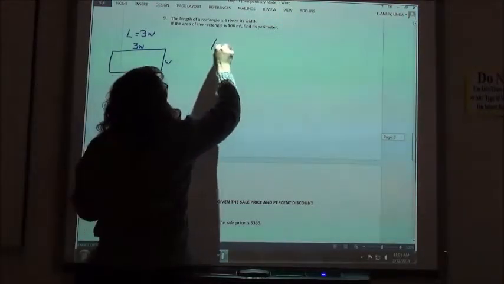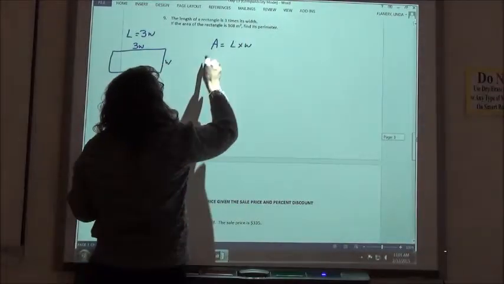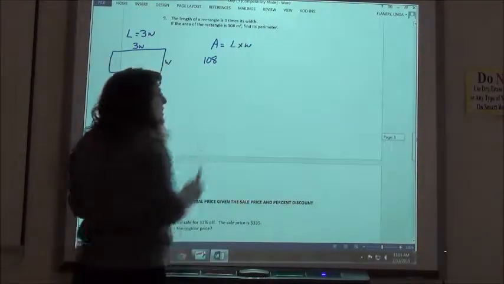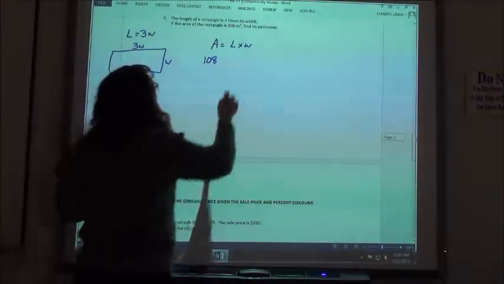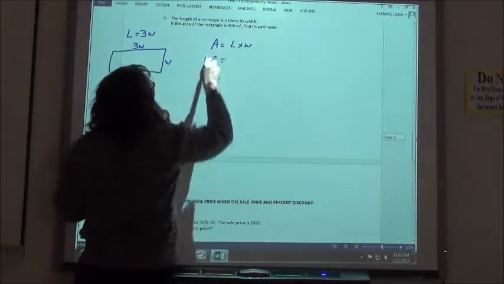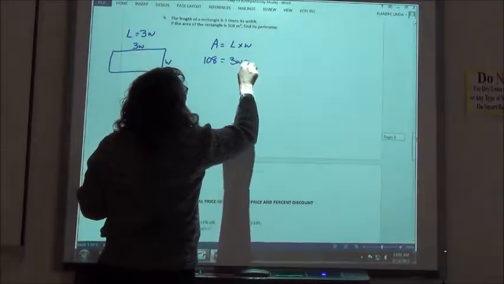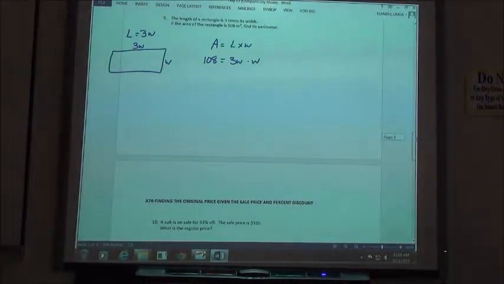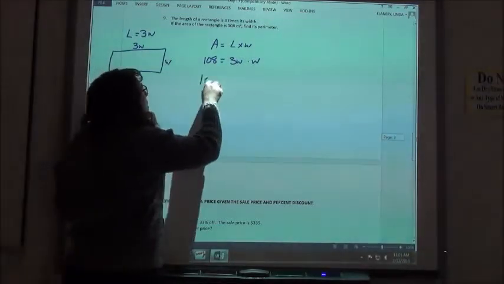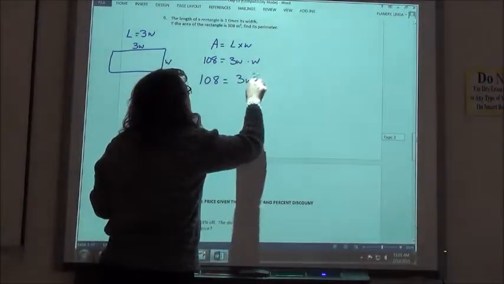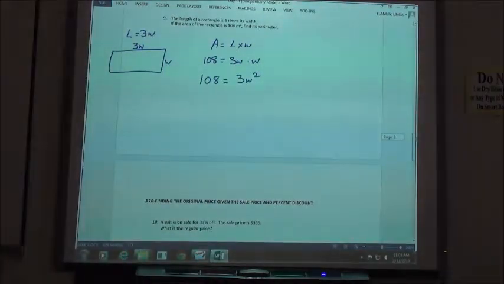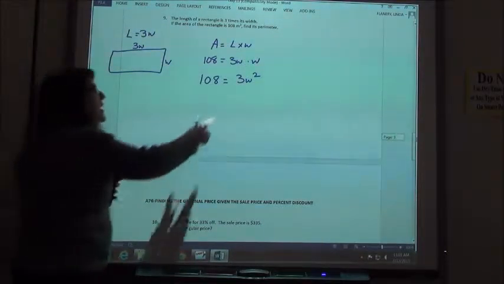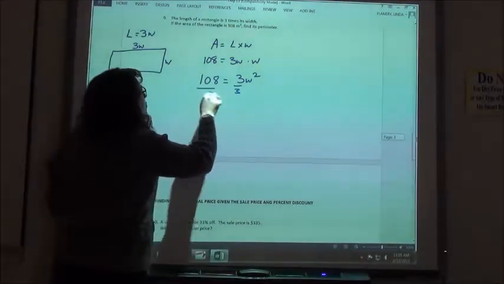Formula for area is length times width. So 108, don't worry about the label since it's area, it's square units, but that doesn't have anything to do with the 108. So 108 is equal to the length, which we said was 3W, times the width, which is a plain W. So we have to think about what happens when you do a W times another W. W times W is W squared. So 108 is equal to 3W squared. 3W times 1W is 3W squared. I want to solve that, so I'm going to start by getting rid of my coefficient. I'm going to divide by 3.